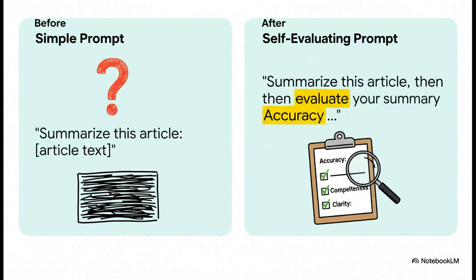Let's talk about quality. The prompt on the left is as simple as it gets. Summarize this. You get a summary back, sure, but you have no idea if it's any good. Now check out the clever trick on the right. This prompt asks the model to not only summarize the article, but to then evaluate its own work against clear criteria. You're basically making the model do the quality assurance for you.